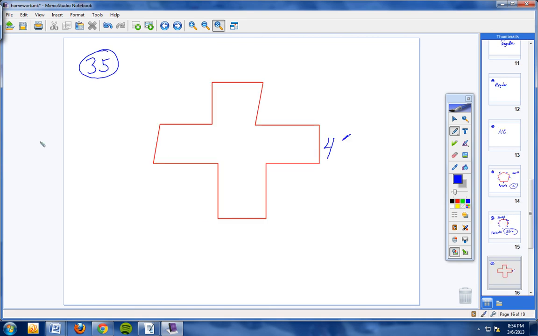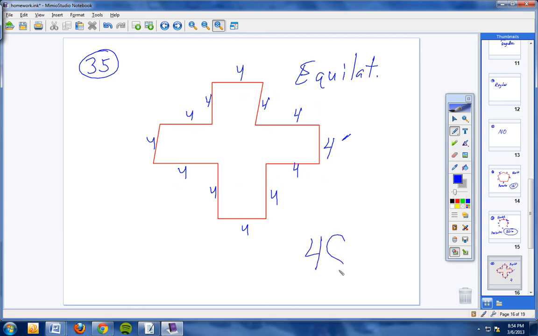All right, moving on to number 35. They tell us in the directions that this is an equilateral polygon, and they want us to find the perimeter. So this is 4, this side is 4, this side is 4, this side is 4, this side is 4, this is, wow, a lot of them. How many 4s we got? 1, 2, 3, 4, 5, 6, 7, 8, 9, 10, 11, 12. So we got all of these 4. There's 12 of them. So the perimeter would be 48. I think we're dealing with feet on this one. So 48 feet. Pretty simple, guys. If it's equilateral, all the sides are the same.